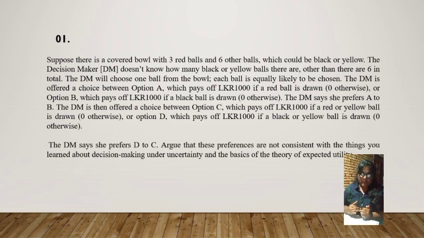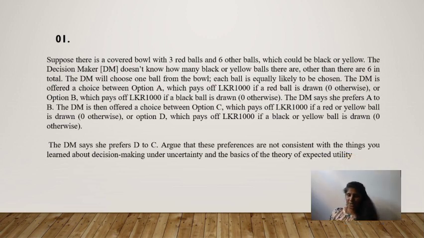So this first problem is about choosing one ball at random from a bowl with 3 red balls and 6 balls that can be either yellow or black. 4 options have been given there. Another important point is that she preferred option D over option C. According to the question, option B is a black ball. It is uncertain how many of the 6 balls are black or yellow, but she prefers A to B, therefore it can be thought that black balls are less than red balls.